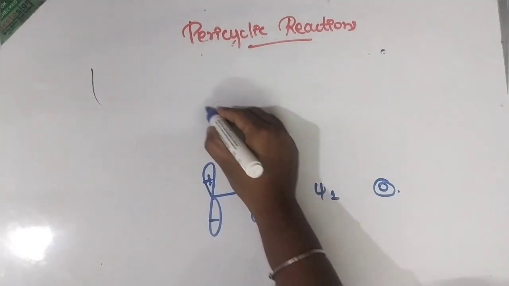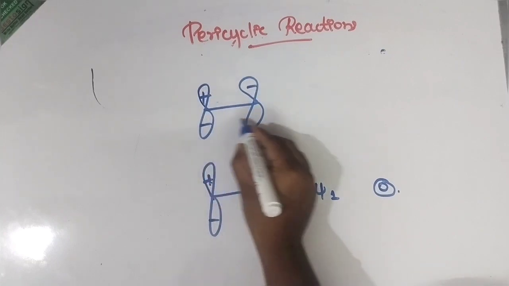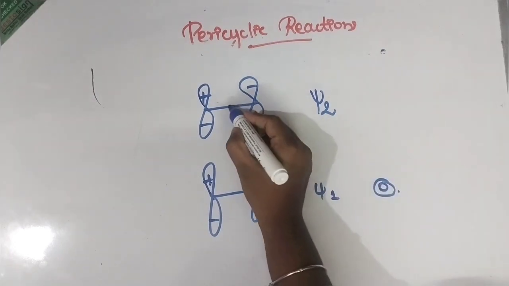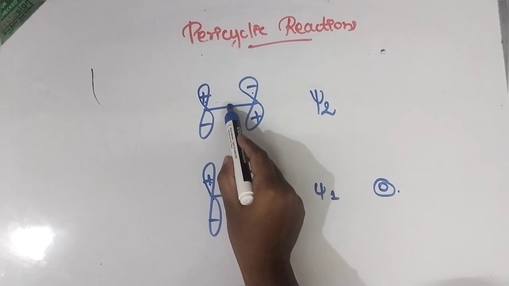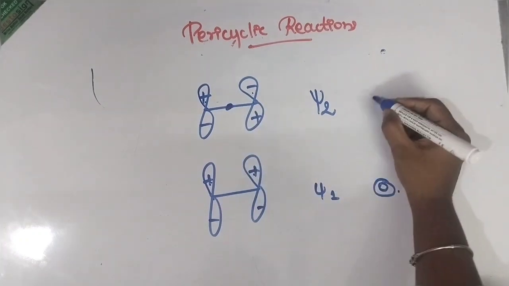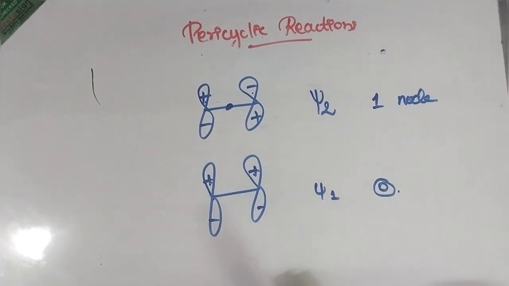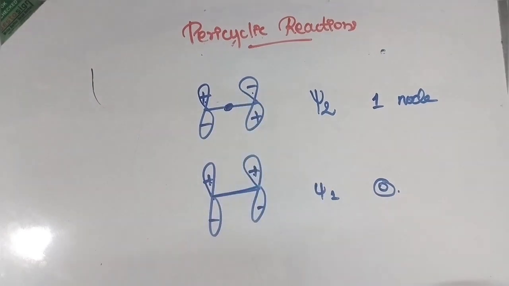But if I am drawing like this, psi 2, here there is a node, right? Because it is formed between plus and minus. Between two different charges, there will be a node. Hence, here one node is present. Okay, this is how we are calculating the nodes. Between two same charges, there will be a bond formation and there will be no node. But between two different charges, there will be a node present.